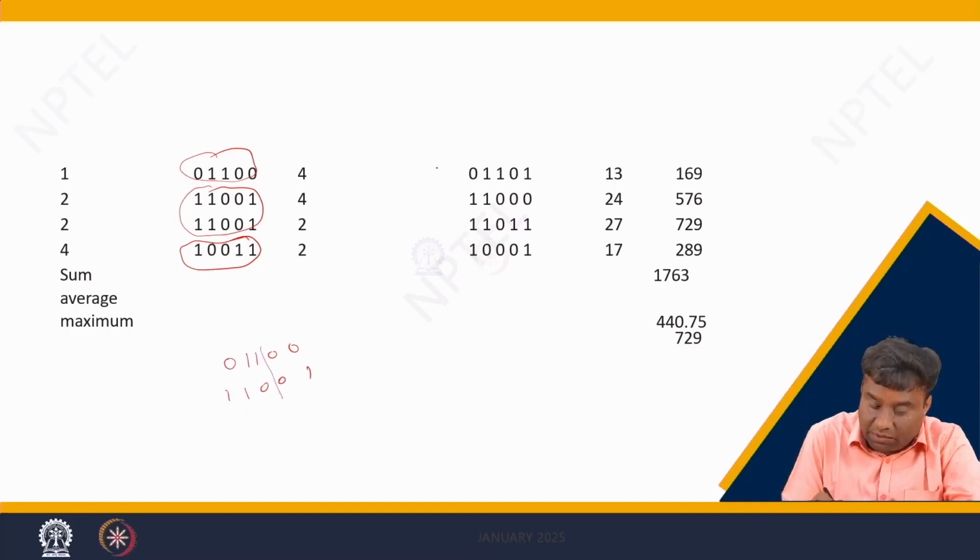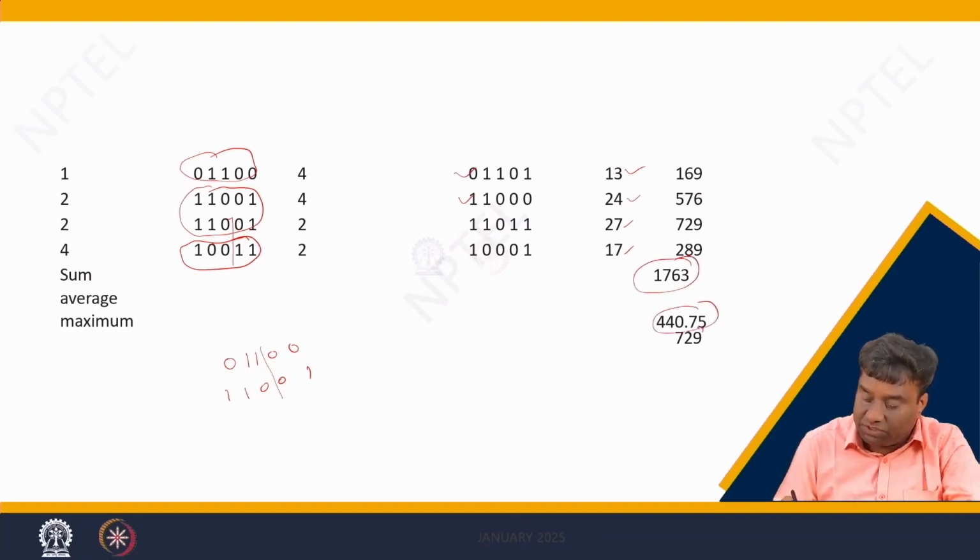So here C1 is 0, 1, 1, 0, 1, and C2 is 1, 1, 0, 0, 0. Then for this one we do the crossover after here. So again we get 1, 1, 0, 0, 1 and 1, 1, 0, 0, 0, 1. The decoded values are 13, 24, 27, and 17. So fx, that is x square, is 169, 576, 729, and 289. These are the total value, the average value, and the best value.